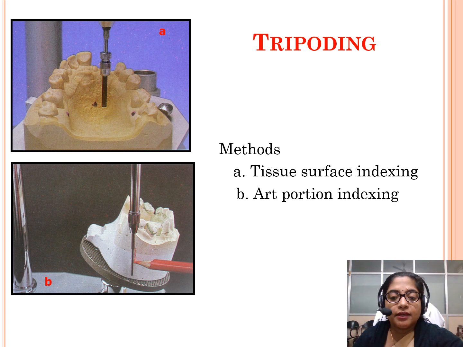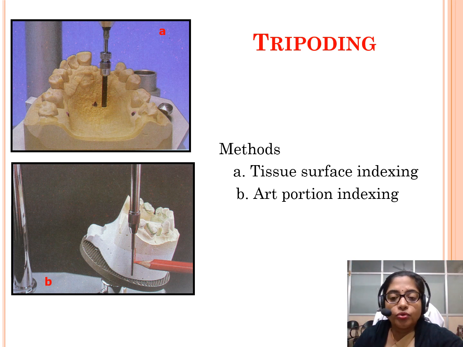Now the tilt is preserved by means of tripoding. Tripoding is done by placing 3 marks at one particular plane, and these 3 marks can be placed on the tissue surface, which is called tissue surface indexing. The 3 dots should be placed in an area which is not crossed by any of the framework components. So that is how the marks are placed on the tissue surface.